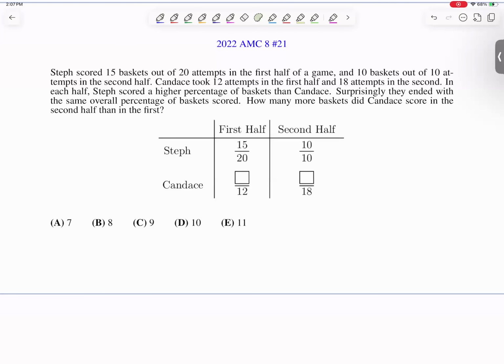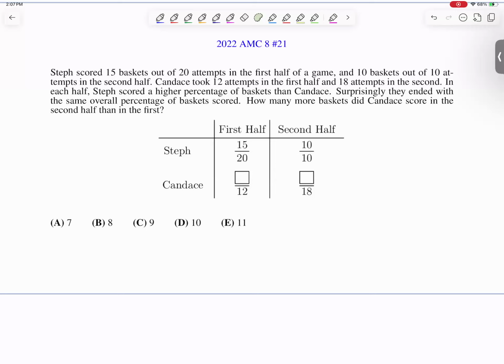Steph scored 15 baskets out of 20 attempts in the first half of the game, and 10 baskets out of 10 attempts in the second half. Candace took 12 attempts in the first half and 18 attempts in the second.